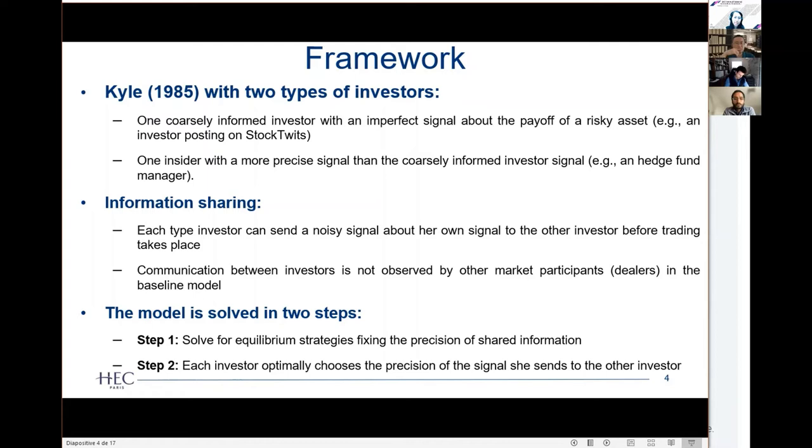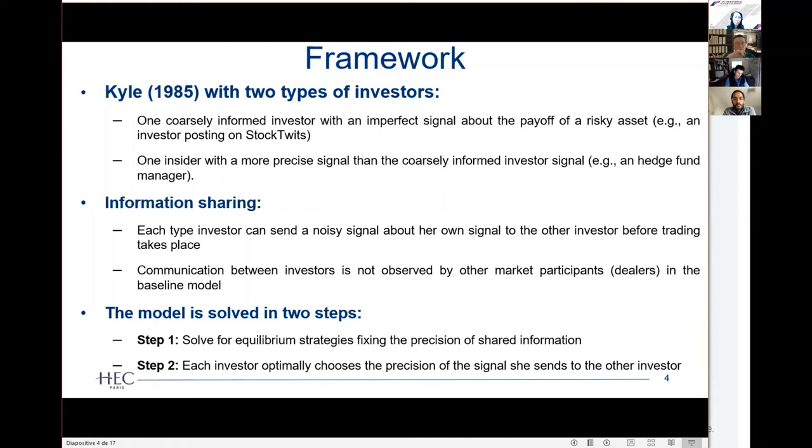And those guys can share information in the sense that each type of investor can send a noisy signal about their own signal. So this is a signal about signal to the other investors before trading takes place. And communication, it's important, is not observed by other market participants in the baseline model.